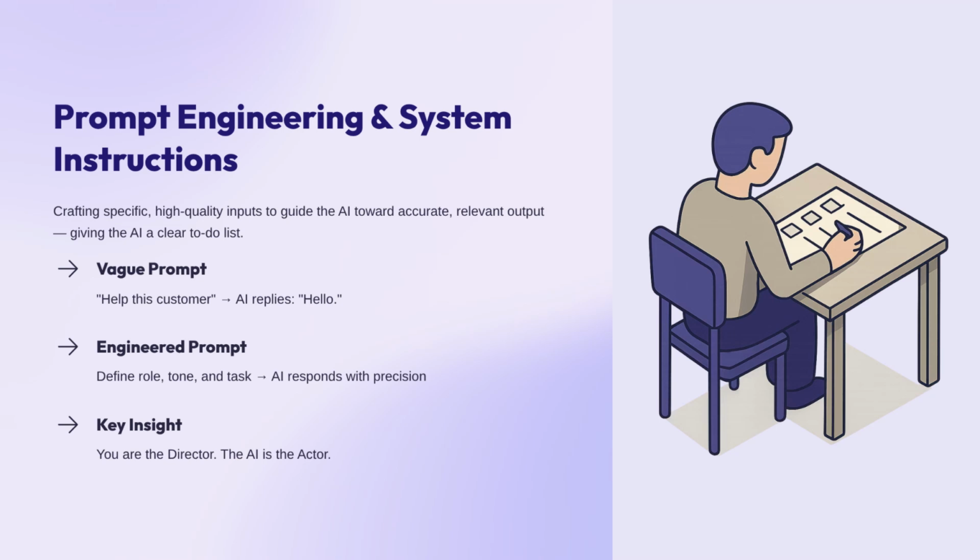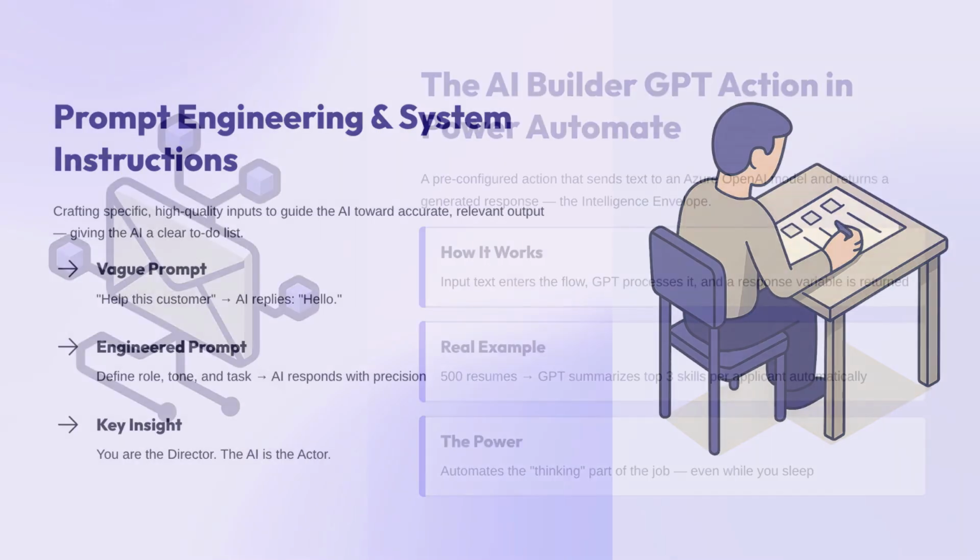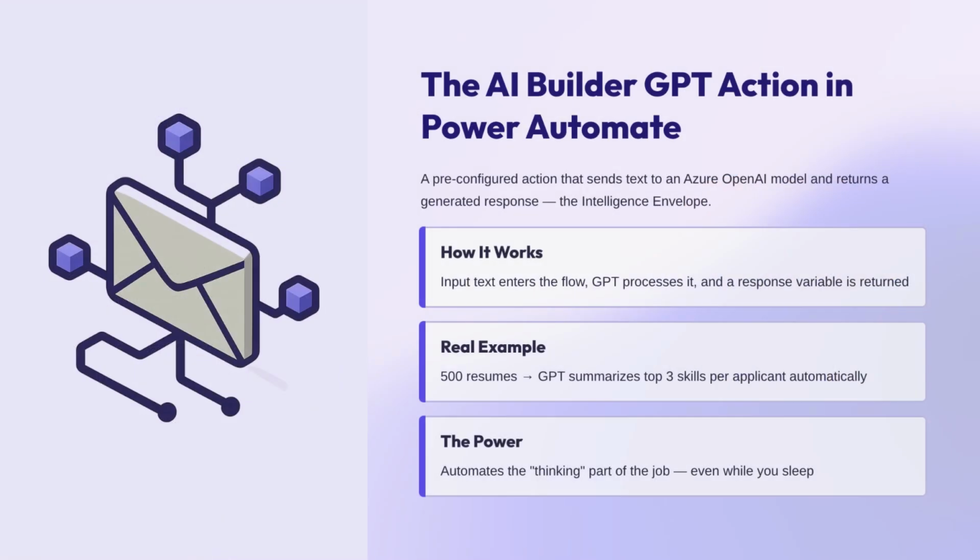So now that we have mastered how to give our AI its script and character, you might be wondering how we actually build the bridge to send our data from a Power App over to that Azure brain. Well, that brings us right into our next step, which is the AI Builder GPT action in Power Automate. Now we need to talk about the AI Builder GPT action.